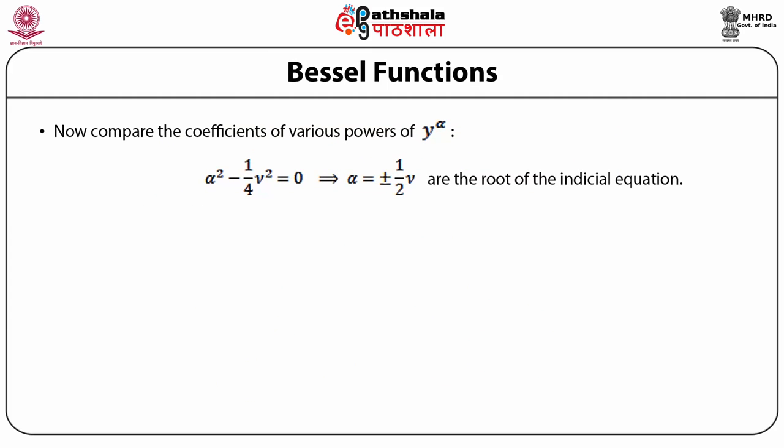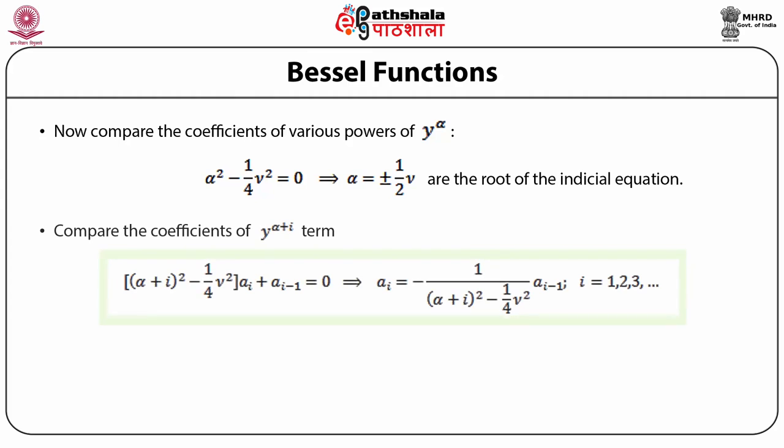Now, substituting these values in Bessel's equation expressed in the form of capital D and comparing the coefficients of various powers of y, we get alpha square minus 1 by 4 nu square is equal to 0. This implies alpha is equal to plus or minus half of nu. These are the roots of the indicial equation. In general, on comparing the coefficients of the y raised to power alpha plus i term, we obtain the recurrence relation as a_i multiplied by ((alpha plus i) whole square minus 1 by 4 nu square) plus a_(i minus 1) is equal to 0.